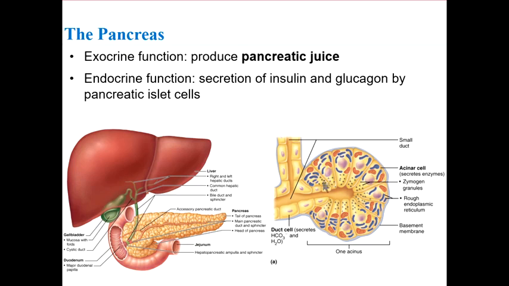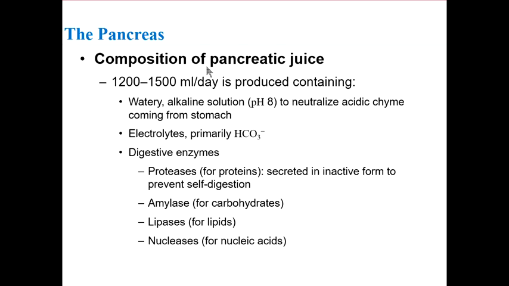At the microscopic level, we have acinar cells, which we see here, that secrete the enzymes into these small ducts, which will eventually join up with other ducts and into this pancreatic duct. And you can see the pancreas produces quite a bit of pancreatic juice each day, up to 1.5 liters, which contains a watery, alkaline, pH 8 solution to neutralize the acidic chyme coming in from the stomach into the duodenum. There's electrolytes, primarily the bicarbonate ion, which is going to grab hydrogen ions to make the solution less acidic.